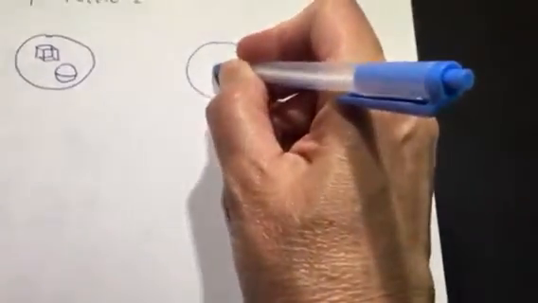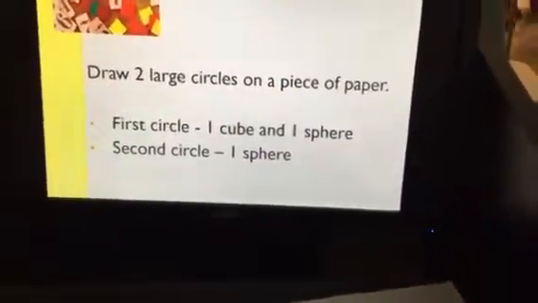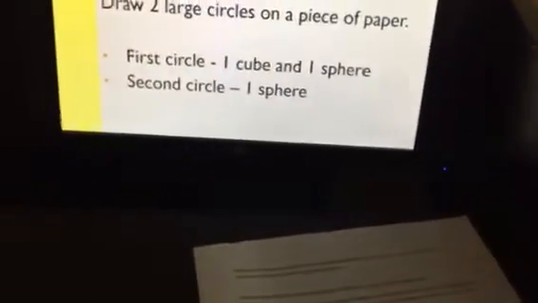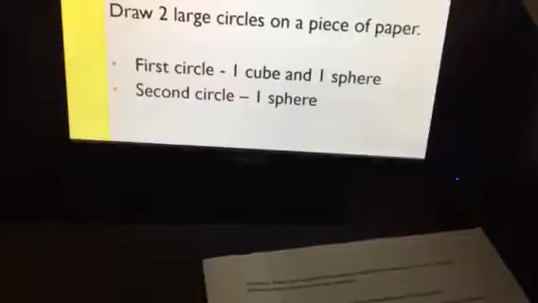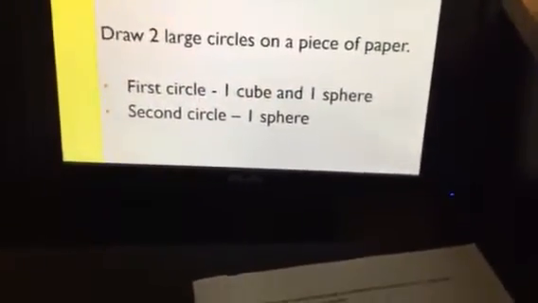The second one has 1 sphere. The slide on the PowerPoint is a little confusing, and I think it's good to have a little confusion because sometimes you're going to look at problems and they're going to be a little confusing, and you have to figure out what they're trying to tell you. Anybody have a clue at this point? Okay.